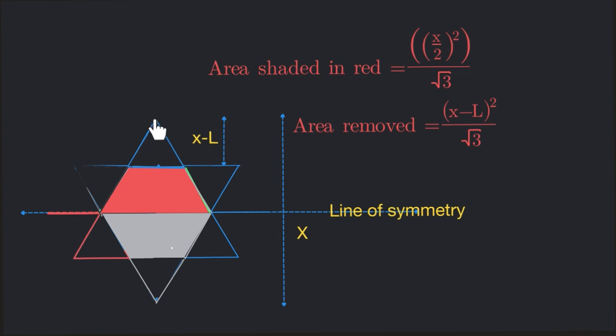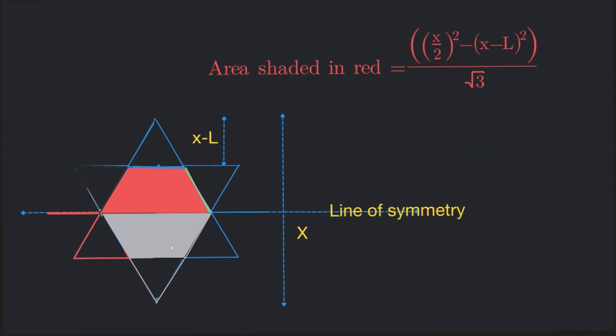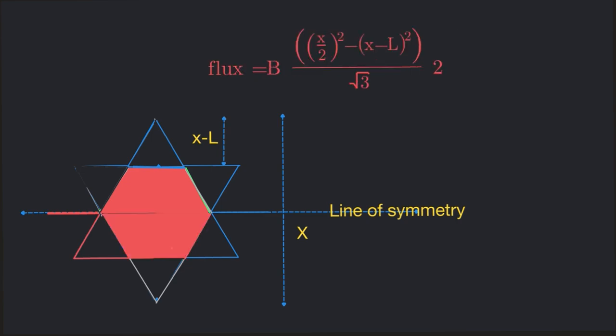The area removed is this upper triangle. By the same formula, height square by root 3. We have to decrease from the total area the area of this removed part, so I'm going to do that. Okay, I have decreased this area from the total area, and this is the area obtained. This is the area of this red part. Since there are two such parts, we simply multiply by 2. Flux is B times total area, so it's as simple as this.